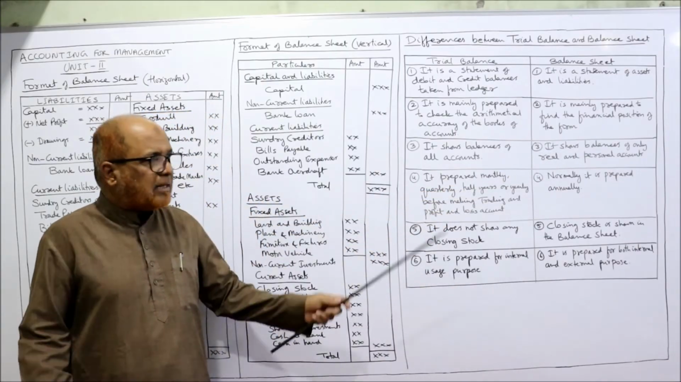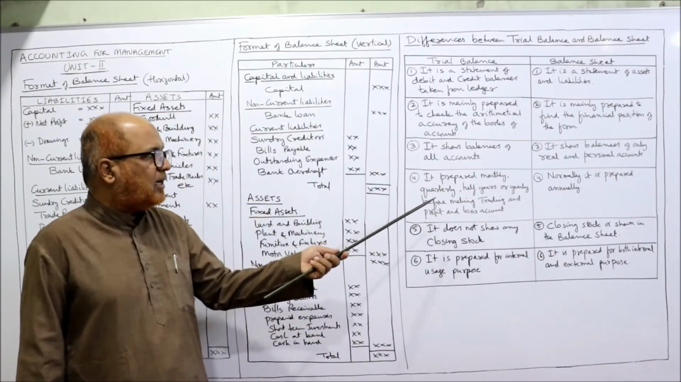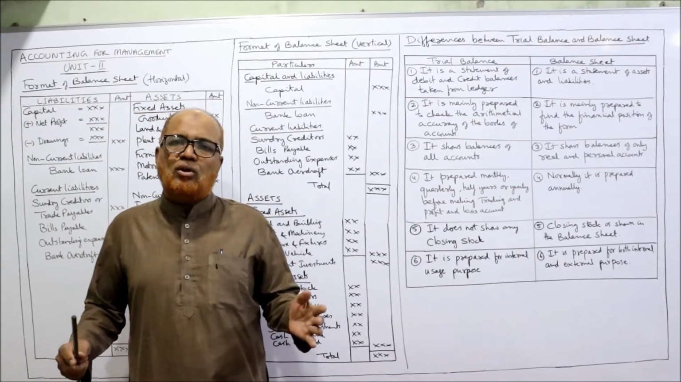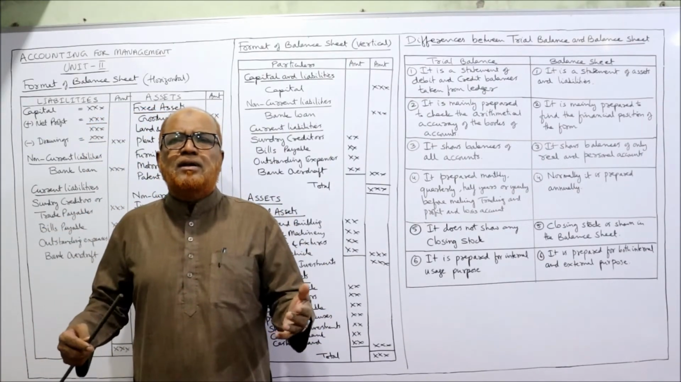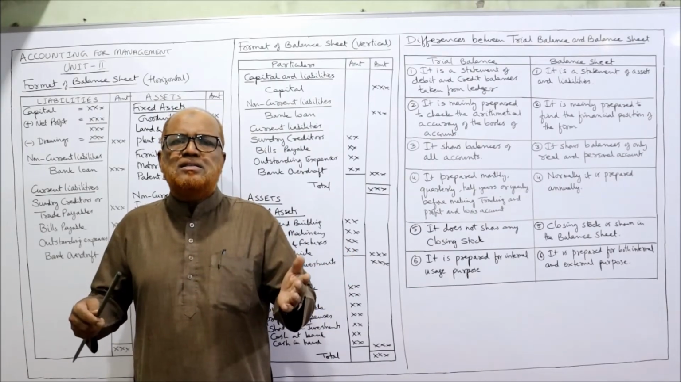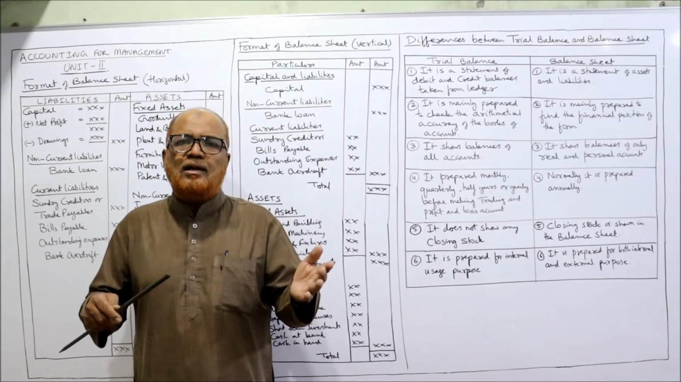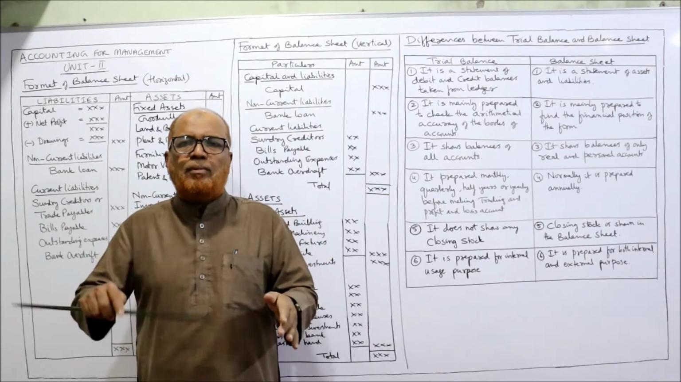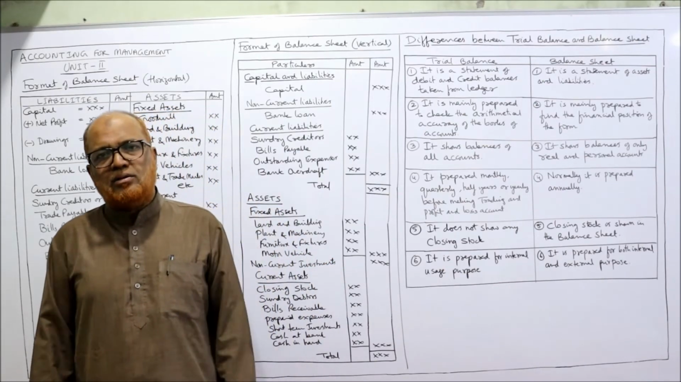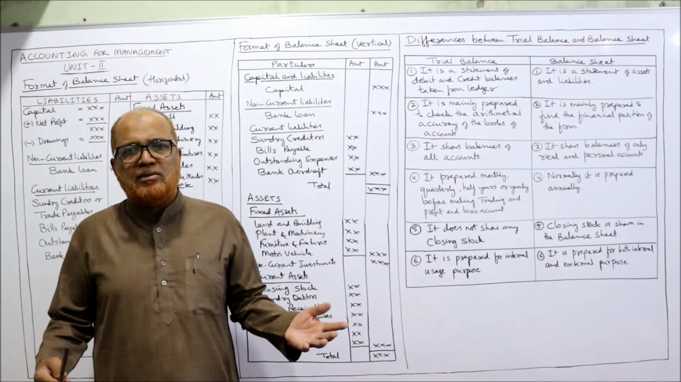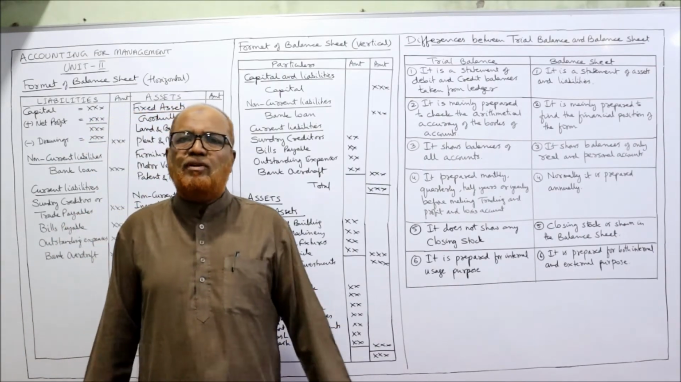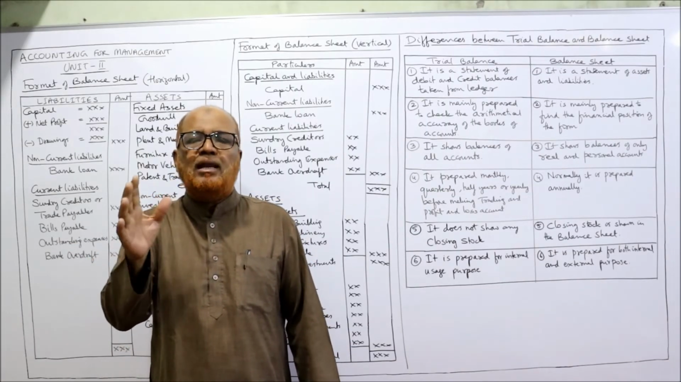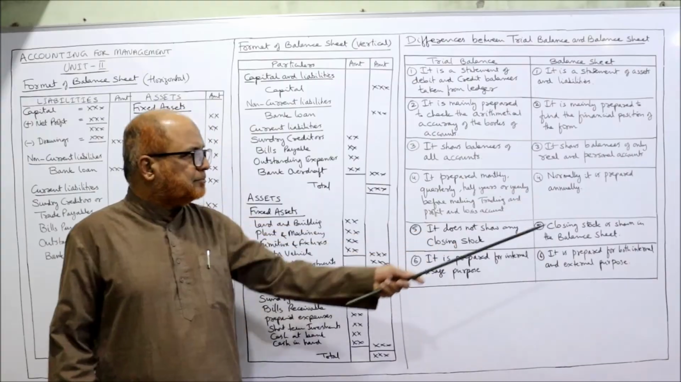Next, it is prepared monthly or quarterly or half yearly or annually before making trading profit and loss account. So trial balance will normally be prepared periodically. Some businesses will prepare weekly, some monthly, some quarterly, some half yearly, some yearly, and yearly it is compulsory before making the trading profit and loss account. So at any time we can make the trial balance. But in case of balance sheet, it will not be prepared every week or every month like that. Balance sheet normally will be prepared at the end of the year.